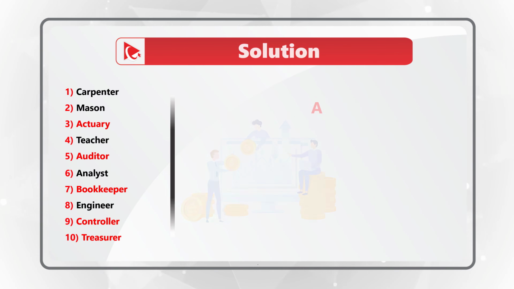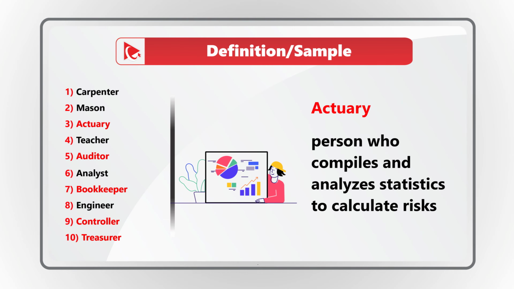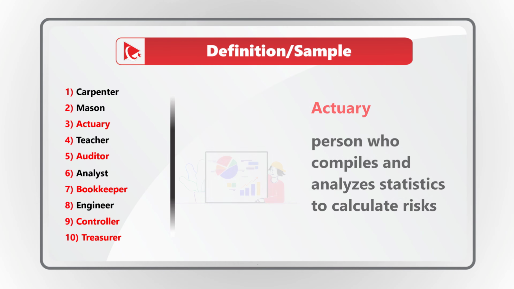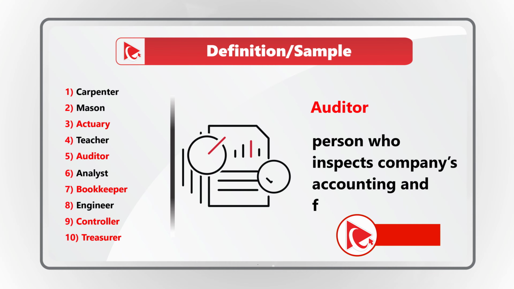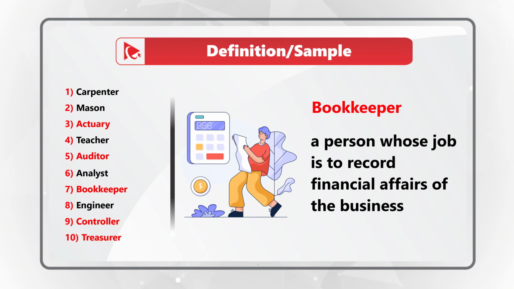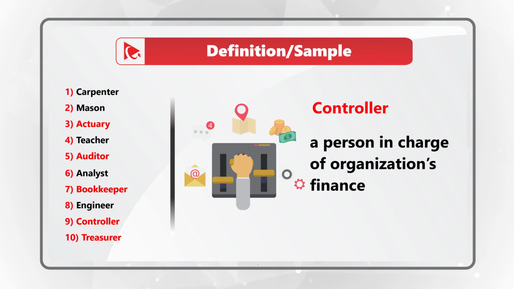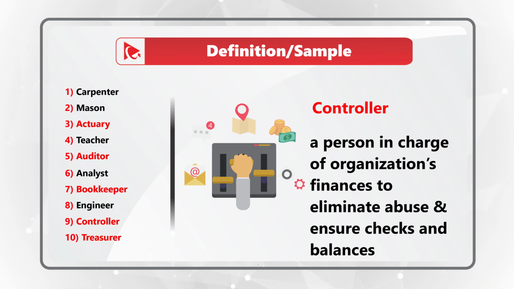For example, actuary is a person who compiles and analyzes statistics to calculate risks for the organization. Auditor is the person who inspects company's accounting and finance. Bookkeeper is a person whose job is to record financial affairs of the business. Controller is the person in charge of organization's finances to eliminate abuse and ensure systems of checks and balances.